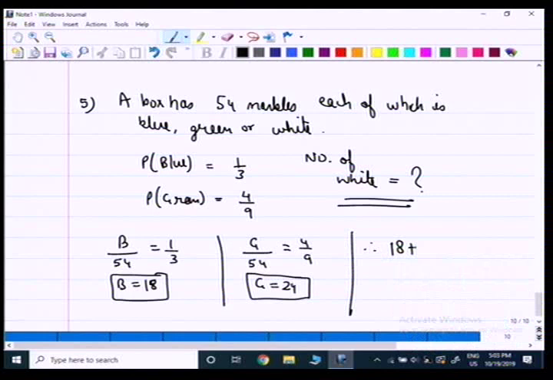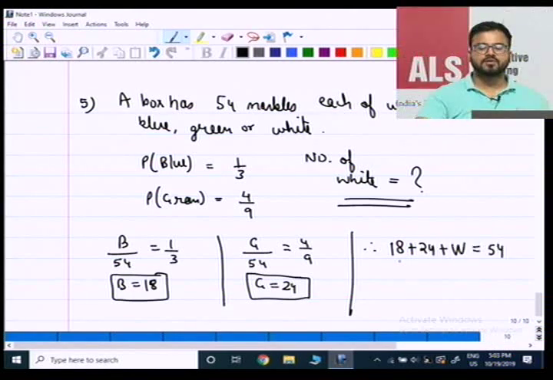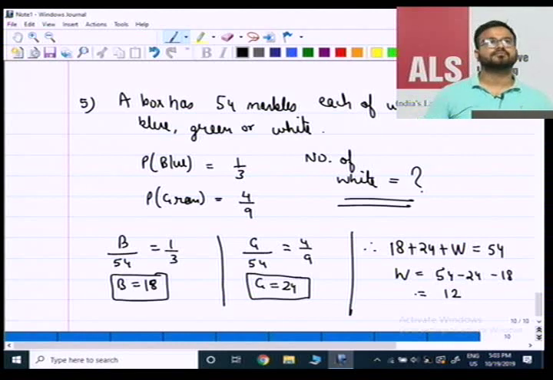Since total 54 marbles are there, we can say 18 plus 24 plus white marbles is equal to 54. So we just have to subtract that. 54 minus 24 minus 18. This is 12. So 12 white marbles are there.